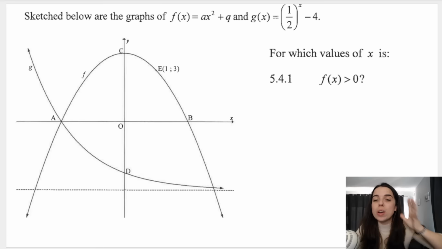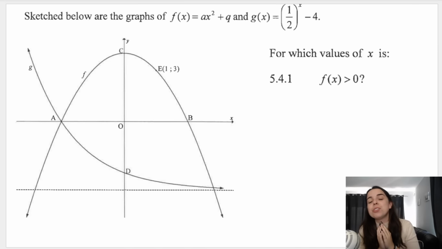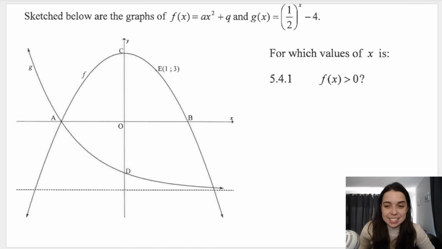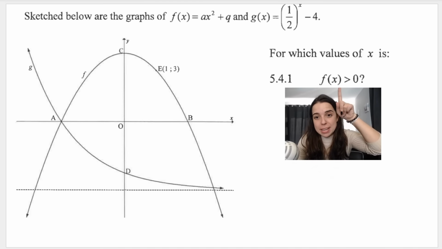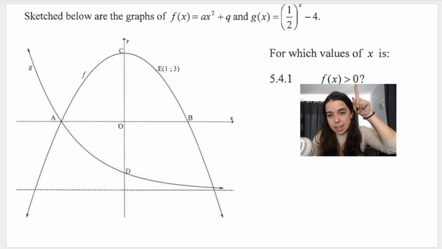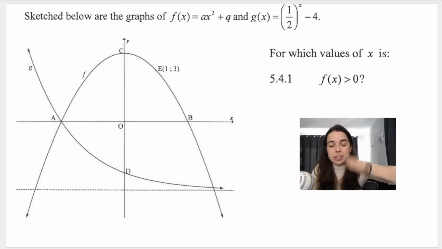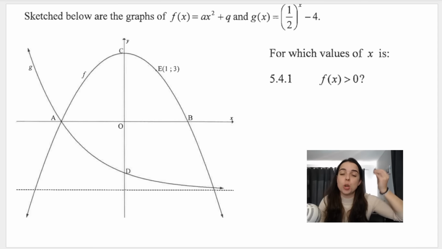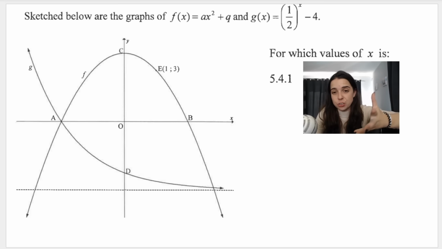Now, 5.4 is where my students often struggle. I know this can be confusing. So it says, for which values of x is f of x bigger than 0, greater than 0? Now, this is saying a lot of things. First of all, your answer must be in terms of x values. I want you to mention x values in your answer, not y values. So it says for which values of x.